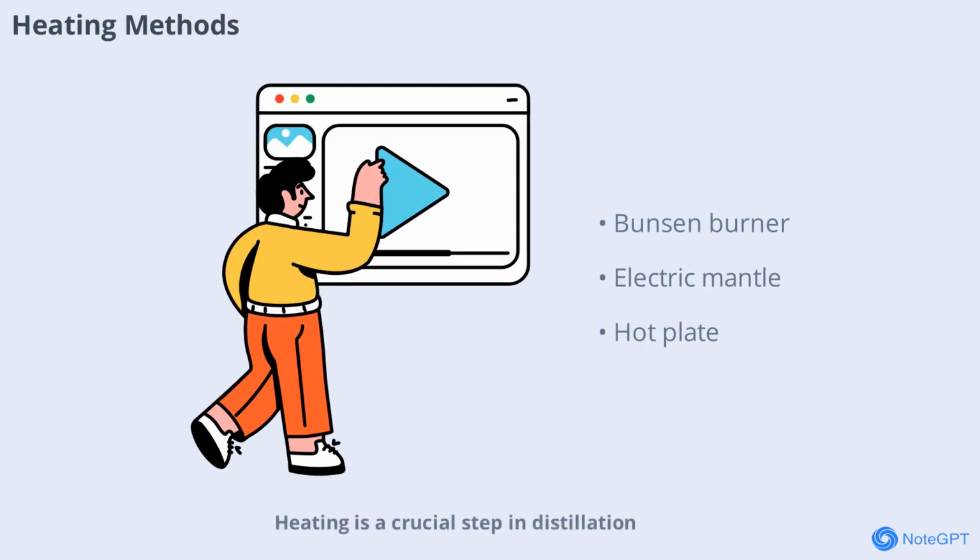Heating is a crucial step in distillation. Common methods include using Bunsen burners, electric heating mantles, or hot plates. The choice depends on the scale of the operation and the nature of the substances being distilled. Consistent and controlled heating ensures that the process proceeds smoothly and safely.